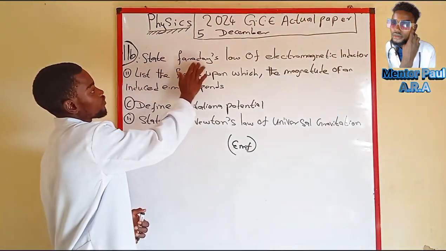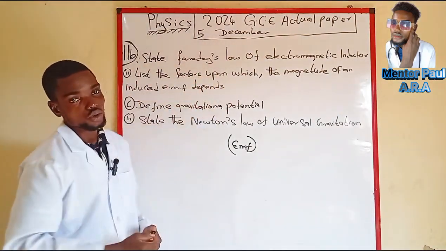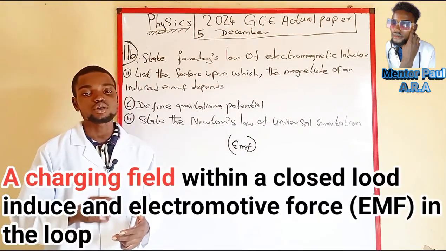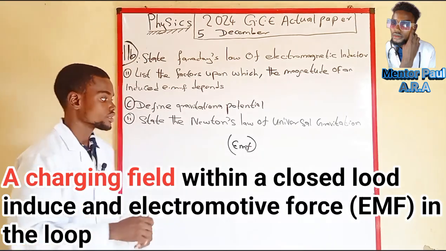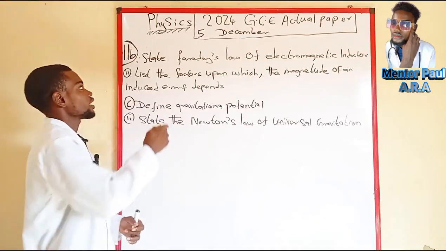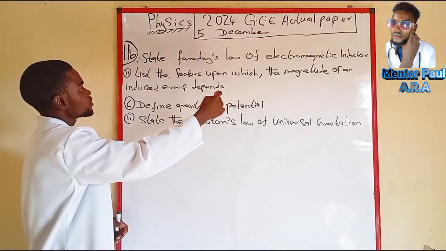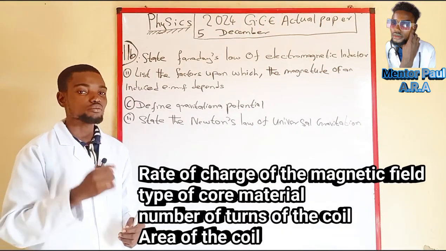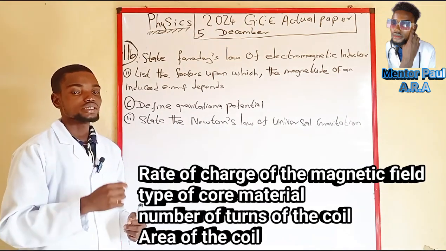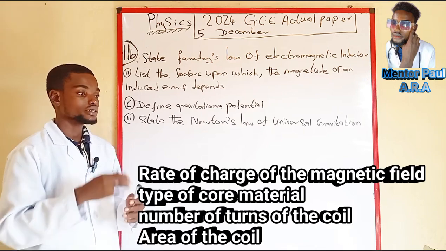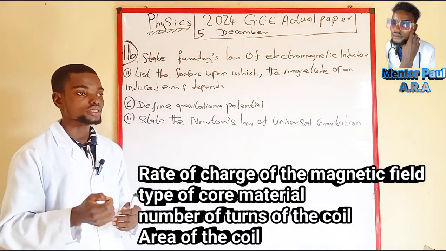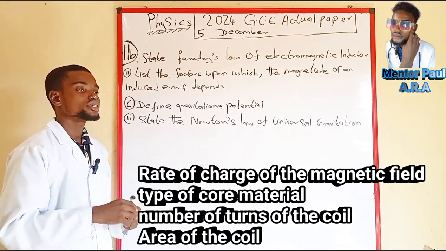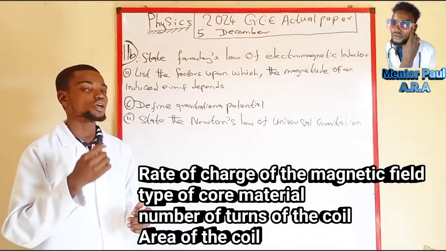Question 11bi, state Faraday's law of electromagnetic induction. This law states that a changing magnetic field within a coil induces an electromotive force in the coil, that is, EMF. 11bii, list the factors upon which the magnitude of an induced EMF depends. Number one, the rate of change of the magnetic field. Number two, the type of material the coil is built with. Also, the area of the coil. It also depends on the number of turns of the coil.